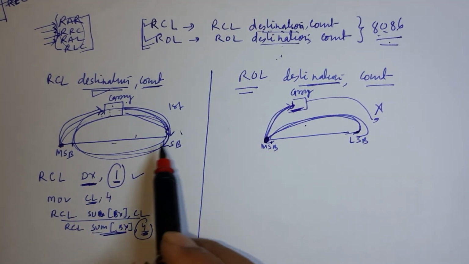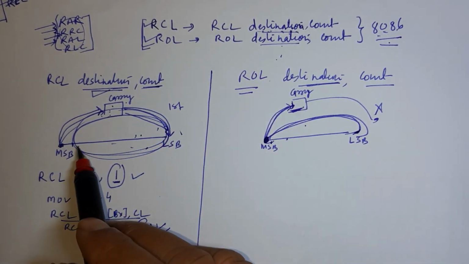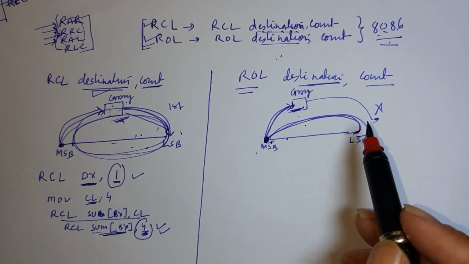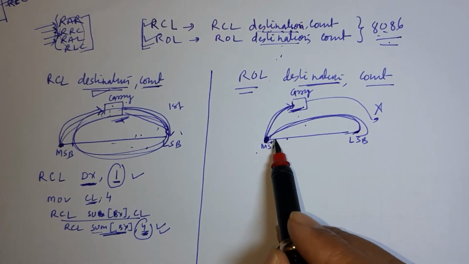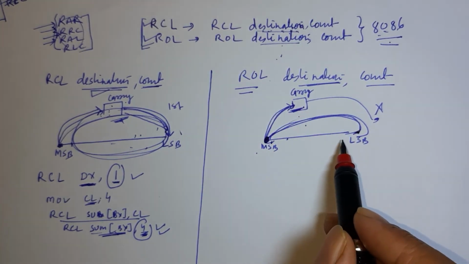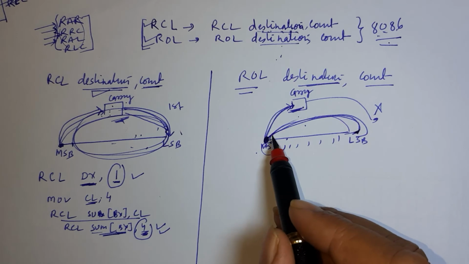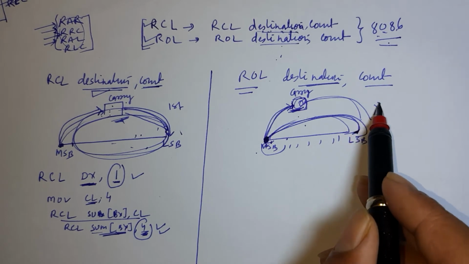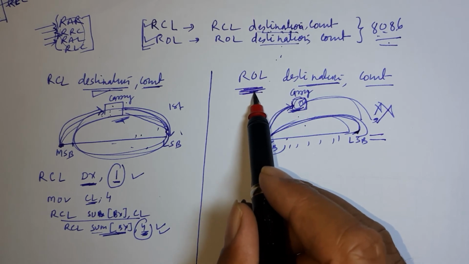So here you can see the difference. What is the difference between RCL and ROL? In RCL we are considering the value of carry for rotation, but in ROL we are not considering the value of carry for rotation. Here the MSB goes into the LSB, and every bit is shifted 1 bit left. Now this becomes the LSB, and the MSB is also saved in carry. Means here the value of carry is not shifted in. So this is all about ROL.